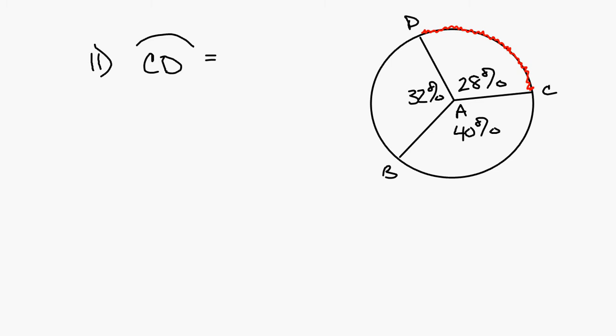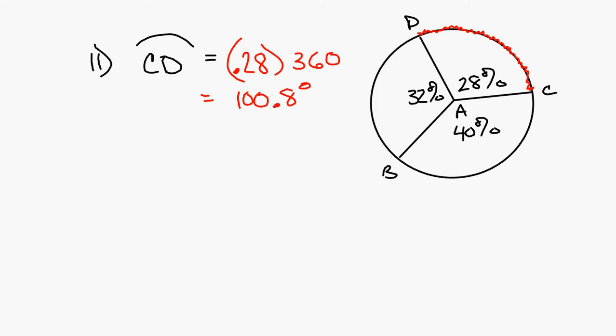Alright, look, if this angle right here, or if this portion of the pie takes up 28%, then won't this arc take up 28% of 360 degrees? Okay? So the measure of arc CD is equal to 0.28 times 360. So 0.28 times 360 is 100.8. So this would be 100.8 degrees. That's the measure of arc CD.